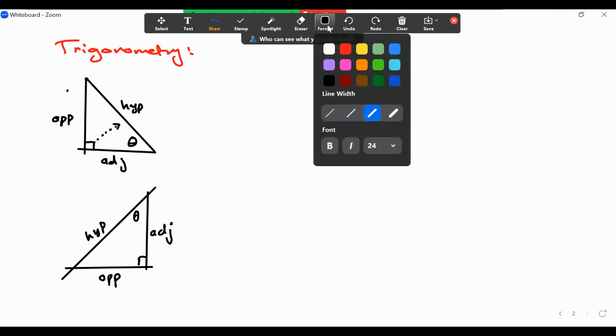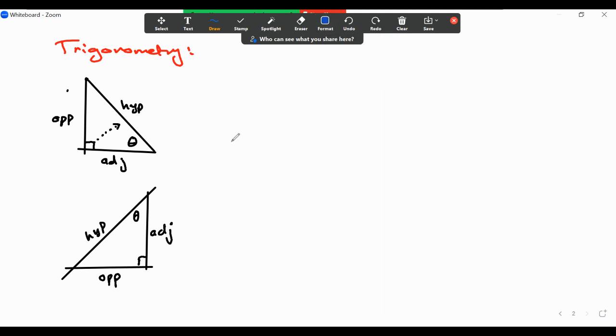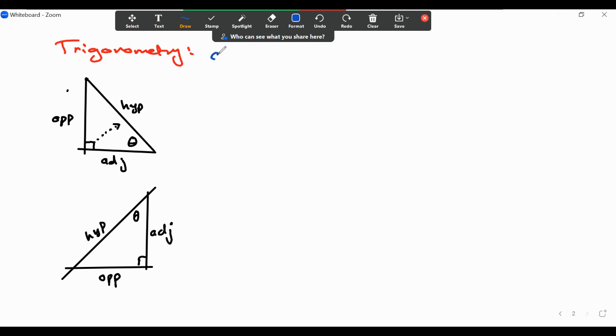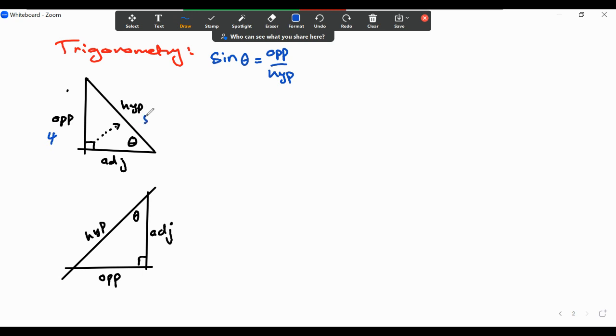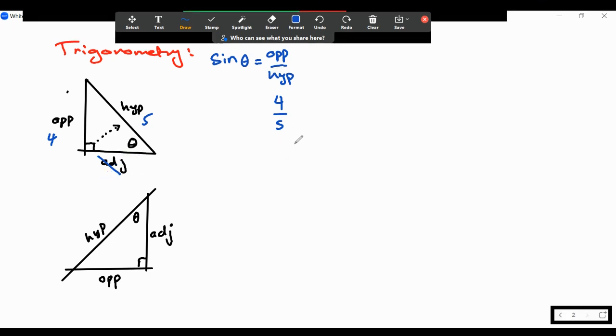Now, the reason I need to remember all of this is because when I decide to choose a specific trigonometric function, I have three choices. I have sine, which is given as opposite over hypotenuse as a ratio. So sine would take the opposite length and divide it by the hypotenuse. So for example, if this was 4 and this was 5, then this would be 4 over 5. And it doesn't have the adjacent, so we don't need the adjacent for sine.